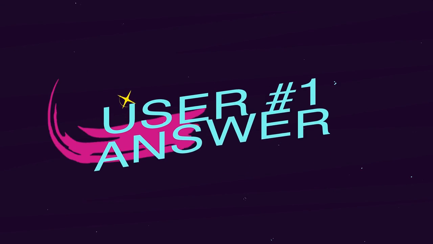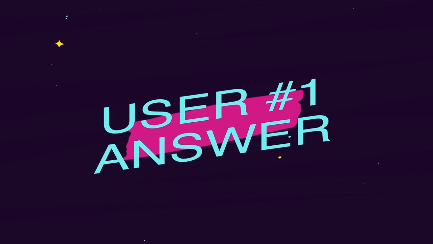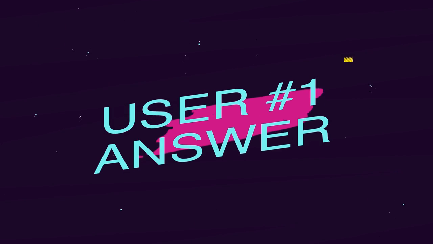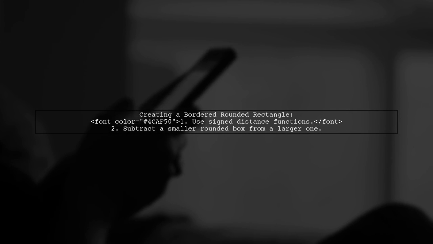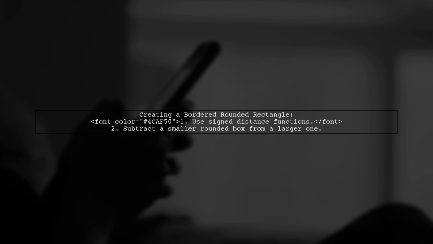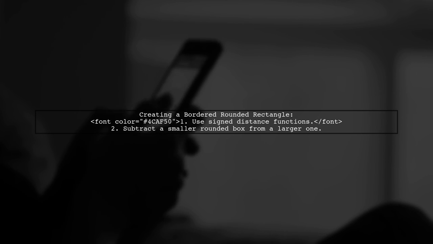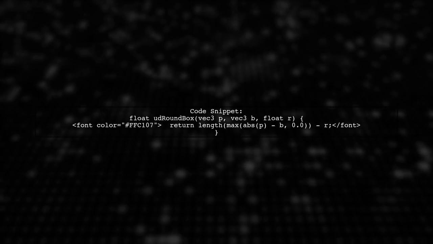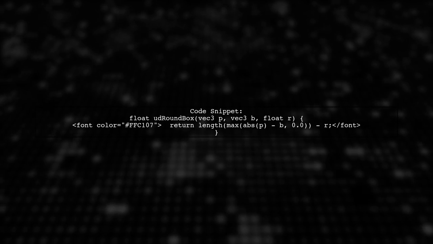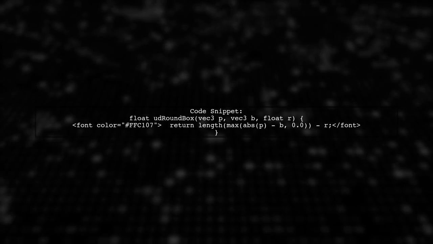Let's now look at a user-suggested answer. To create a bordered rounded rectangle in GLSL, you can use signed distance functions. The simplest method is to subtract a smaller rounded box from a larger one. Here's a code snippet for the unsigned rounded box function, which calculates the distance based on position and size.